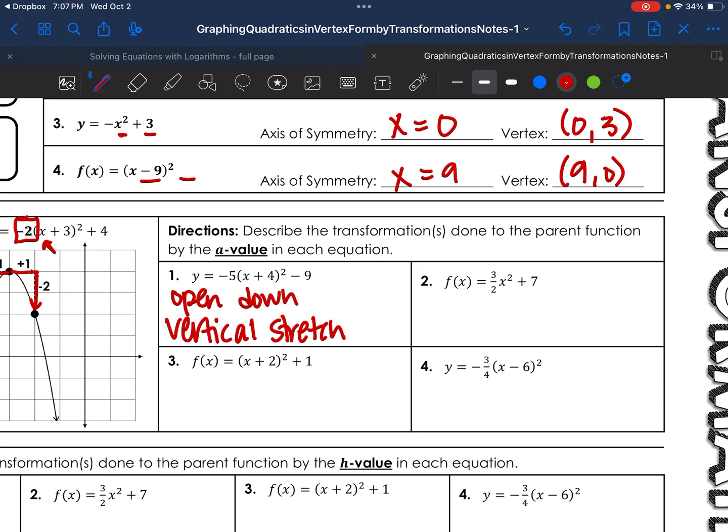Okay, then number 2. This time our a value is 3 over 2. Let's maybe highlight these so that we know what we're talking about. So this was the a, this is the a. In this case, we're positive, so we know it's going to open up. And then 3 over 2 is still greater than 1, so we're still going to have that vertical stretch. Okay, the next one here, we have no a value, so we have like an invisible 1 here. So again, we're going to open up because it's positive, and then there's no stretch or compression.